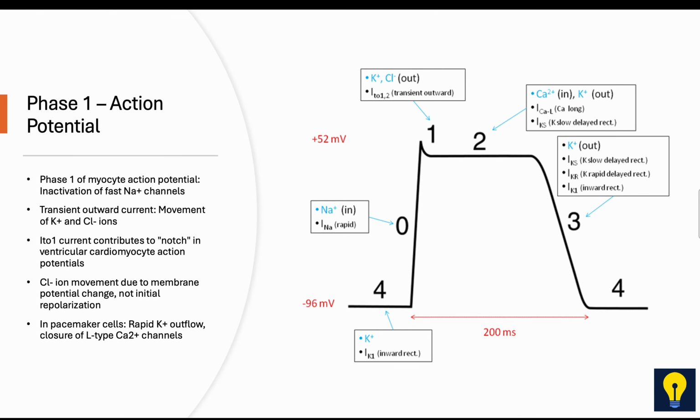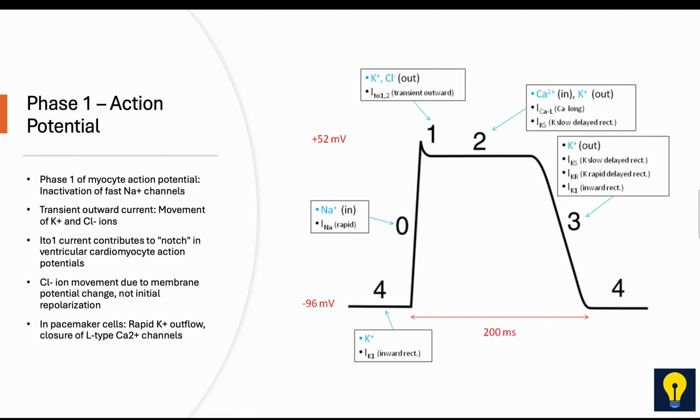What happens in phase 1? So phase 1 is the actual action potential. In phase 1 of the myocyte action potential, it begins with the inactivation of fast sodium channels. As you can see, it starts to decrease. There becomes a slope, and this leads to a small downward deflection, as we can see from the graph. And this is primarily due to the movement of potassium and chloride ions.